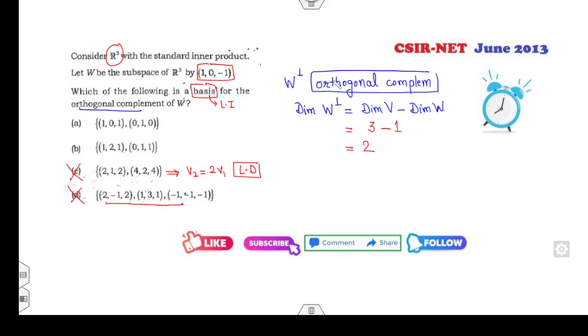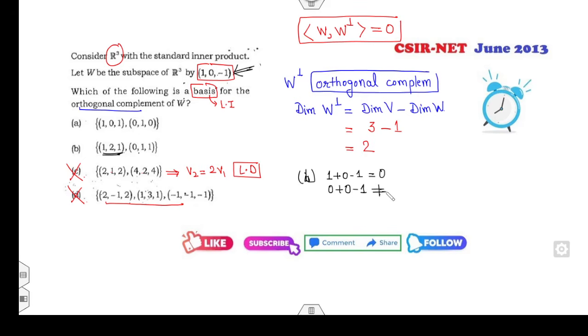Now another concept: whenever you are talking about orthogonal, that means the inner product of W and its complement must be 0. Fine. Now the element of W is given, you can check the options. Let's start with the B option. Take 1 0 minus 1 and do the dot product with 1 2 1: 1 plus 0 minus 1, which is 0, satisfied. Look at the second, 0 plus 0 minus 1, which is non-zero, B option cancelled. So that means the A option is the right one.